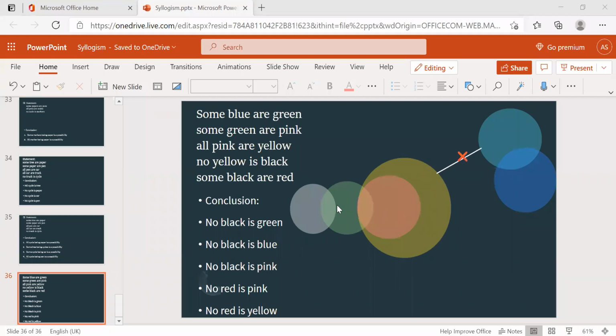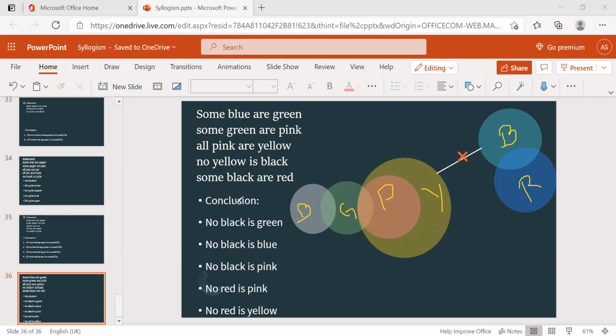Okay. Right. Now I will give the names here. What are the names? This is blue. This is green. And this will be pink. And this will be yellow. And no yellow is black. This is black. And some black are red. Okay. Now check the conclusions.